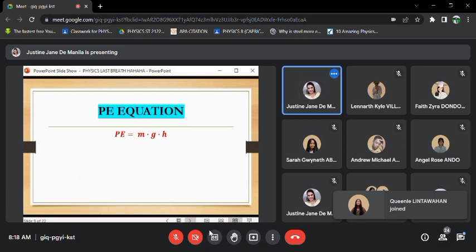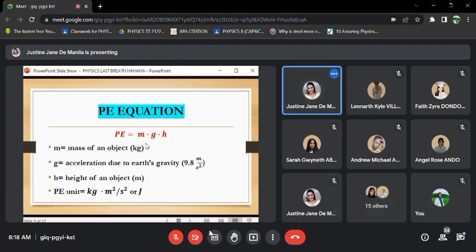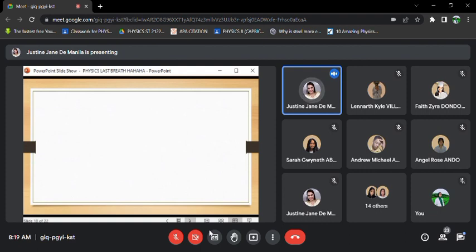So, the m here represents the mass of an object in kilogram, and the g is the acceleration due to Earth's gravity. It is 9.8 meter per second squared, and the height of an object is in meter. And then the potential energy unit, class, is expressed in kilogram meter squared over second squared, or joule. So, memorize this formula. I hope that you can solve this one.